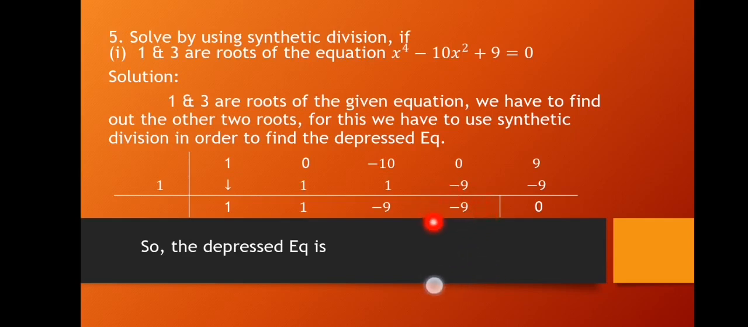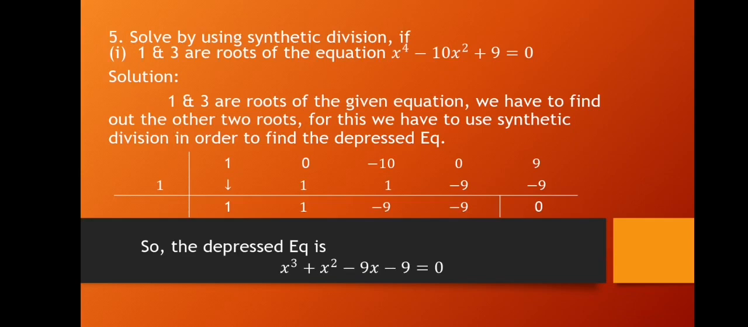-9 and -9 are the coefficients of the depressed equation. Here -9 will be considered as the constant, -9 will be considered as the coefficient of x, 1 will be considered as the coefficient of x square, and this one will be the coefficient of x cube. So our depressed equation will be x^3 + x^2 - 9x - 9 = 0. Now it is again a cubic polynomial.